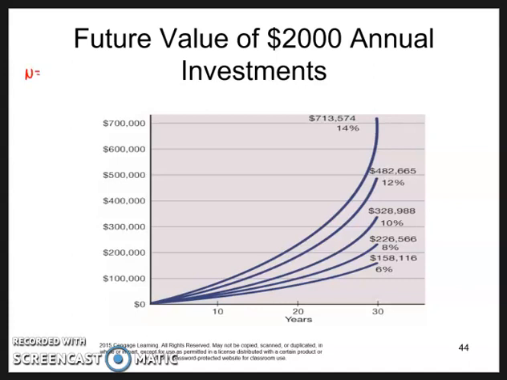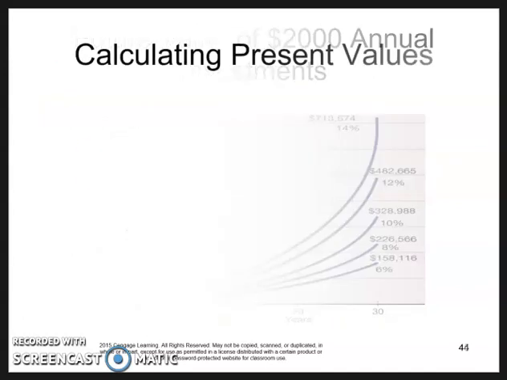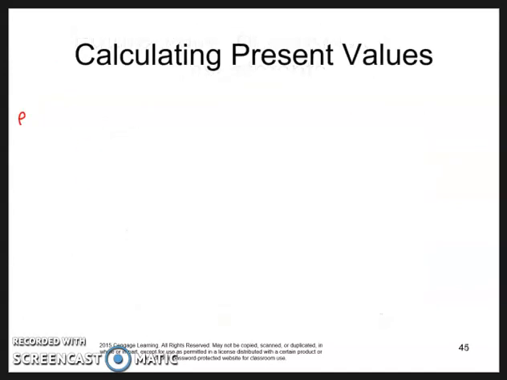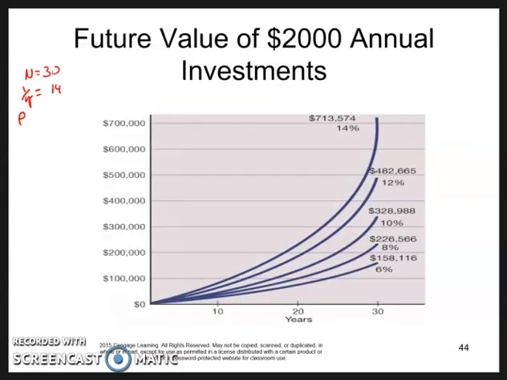If you were going to do this calculation on your calculator, again, we'll do this in a separate video. N would be 30, so you type in 30 and press N. IY is going to be your interest rate, 14%. The PV is going to be 0 because you don't have any money in the account to start with. And in this case, the payment is a negative 2,000.